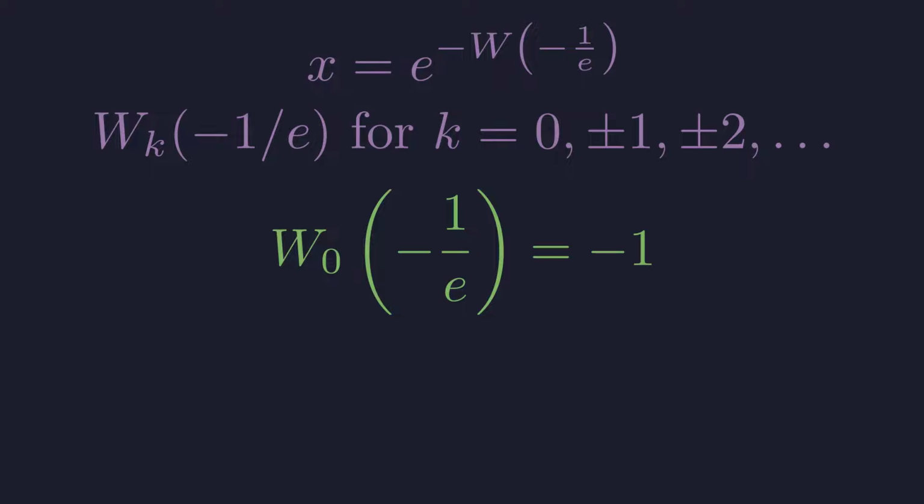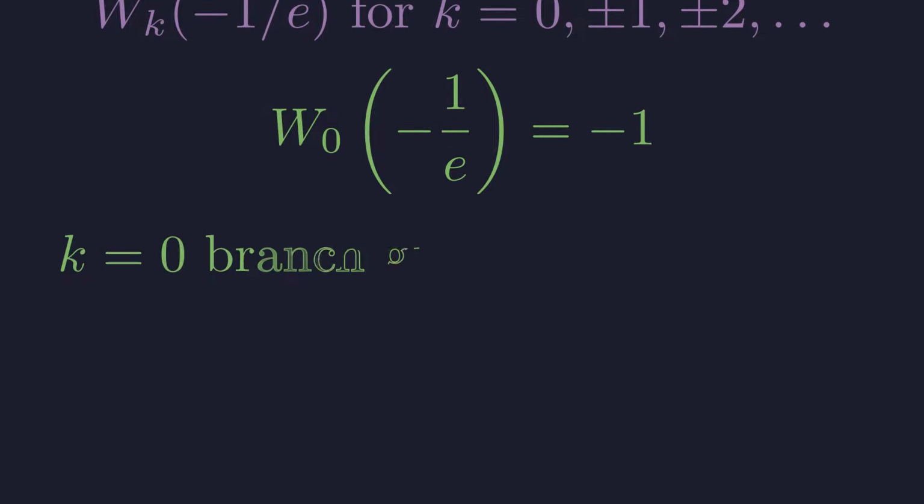W subscript 0. We have W subscript 0 of -1 over e equals -1. Let's check. -1 times e to the -1 equals -1 over e. Perfect. So the principal branch gives us x equals e to the negative of negative 1, which is e to the 1, which is just e. There's our familiar real solution.